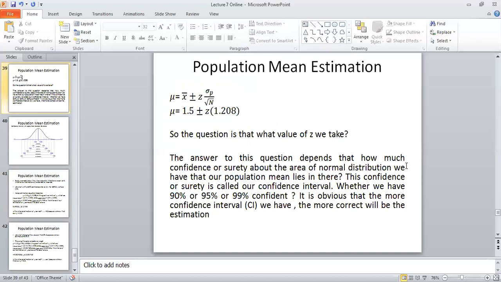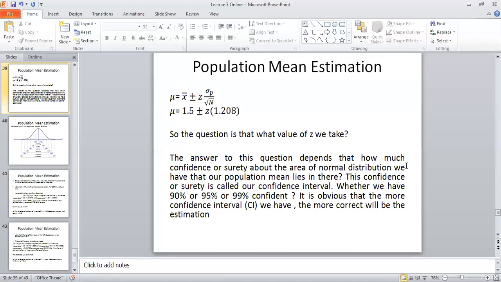Now over here I'm teaching you, or making you understand, this estimation procedure using the z values. How we do it with the t values, we'll do later. So when we plug in the values, the only thing remaining to know is the z value. The answer to the question of what the z value should be depends on the extent of the area we are taking, within which the population mean exists.